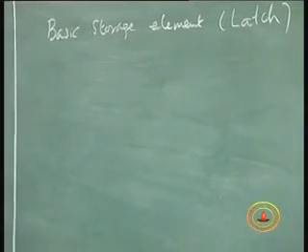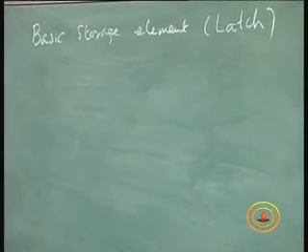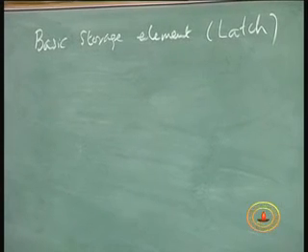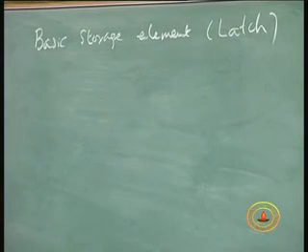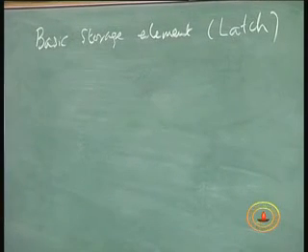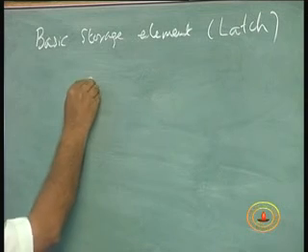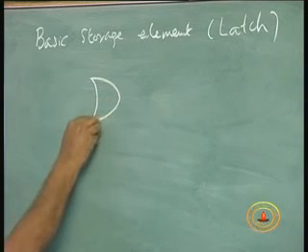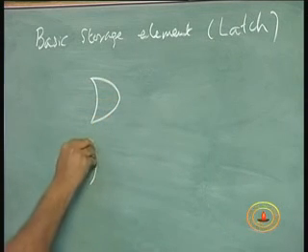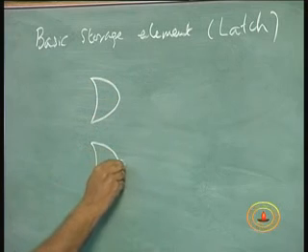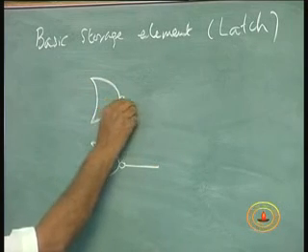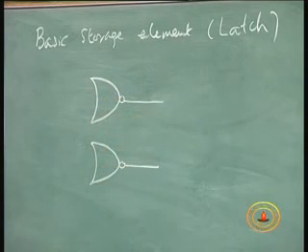As the name suggests, the latch latches on to the data. It latches on to a 1 or a 0. And it is not a very complicated circuit. It is a very simple circuit. You know this gate. What are these gates? NOR gates.